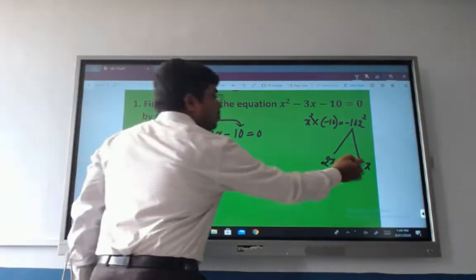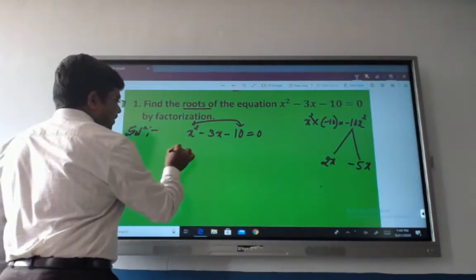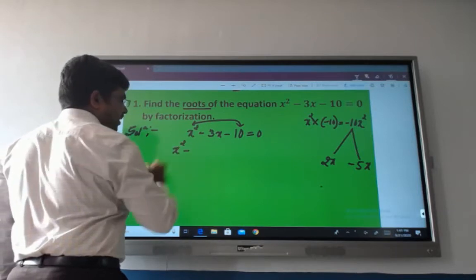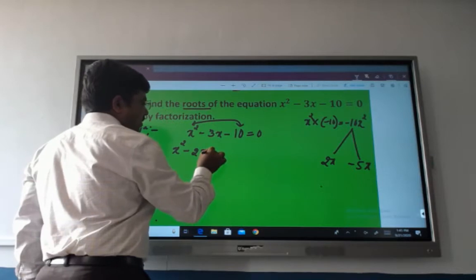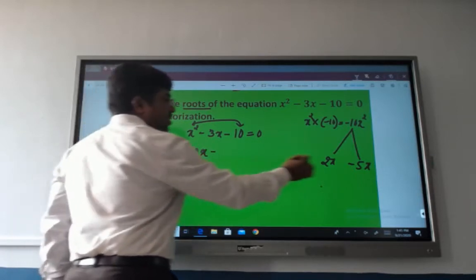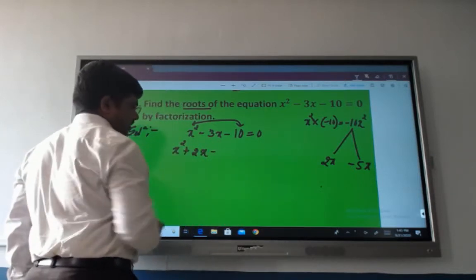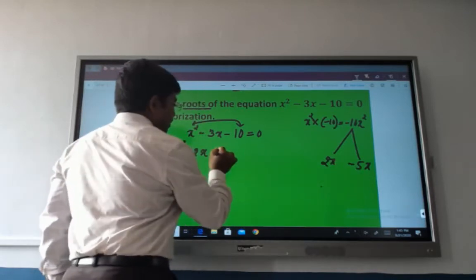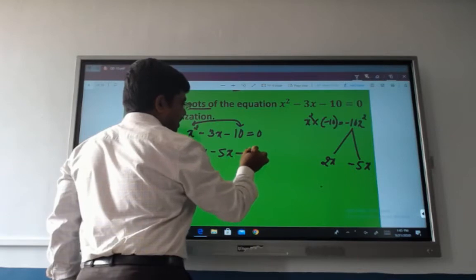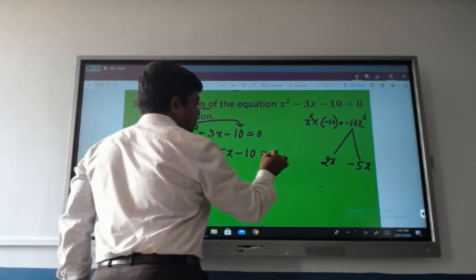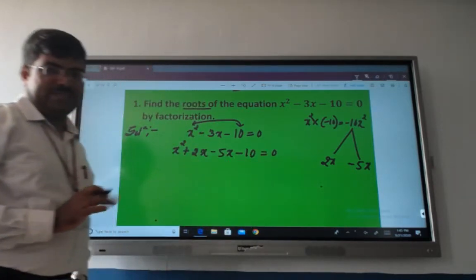Then these two terms we can write. So how can we write? x square minus, this is plus 2x, we write here plus 2x, then this one, minus 5x is there. Then the last term, minus 10 is equal to 0, we will write as it is.